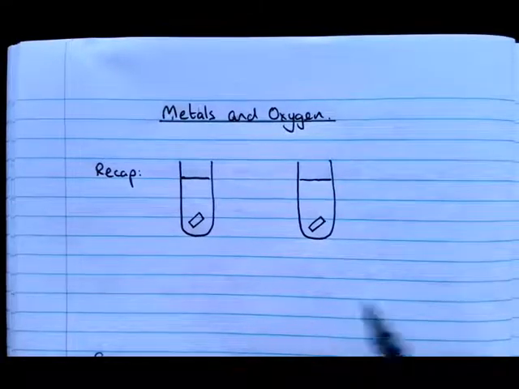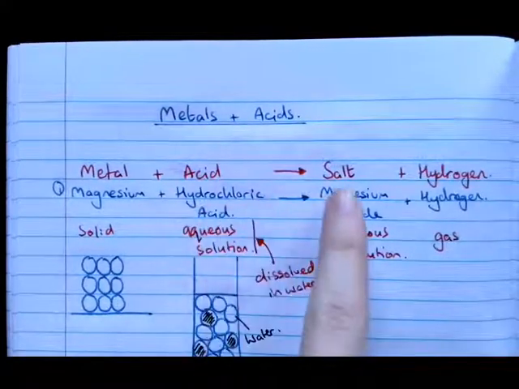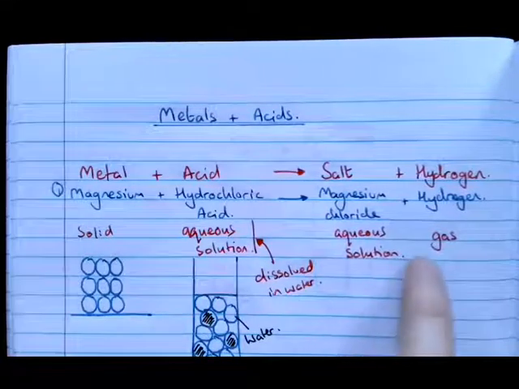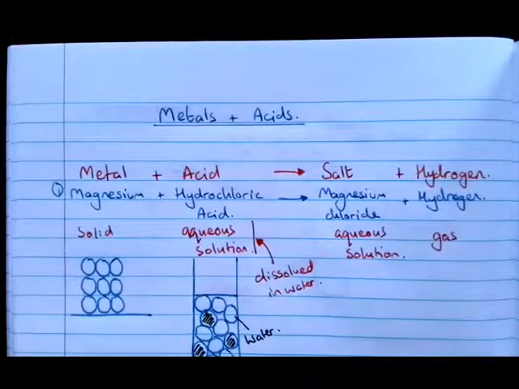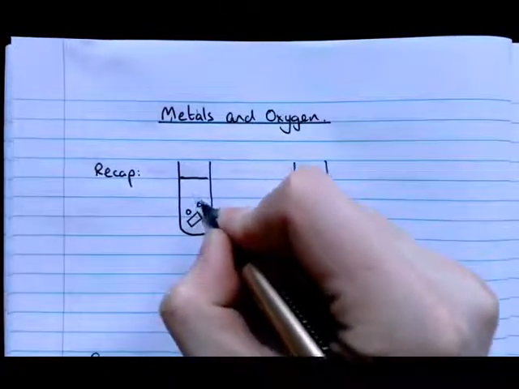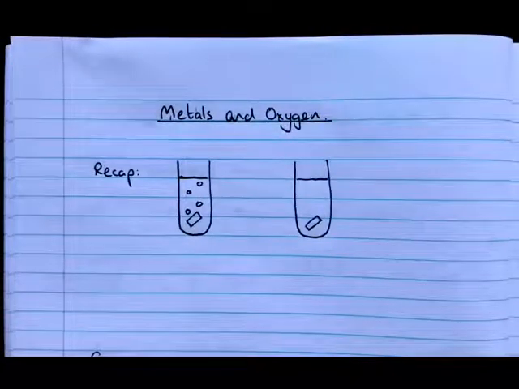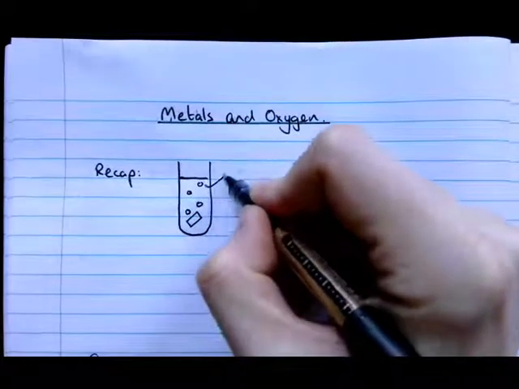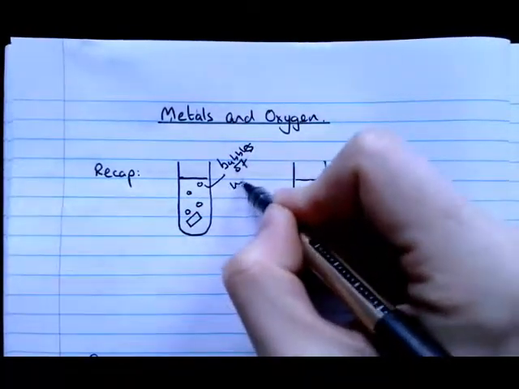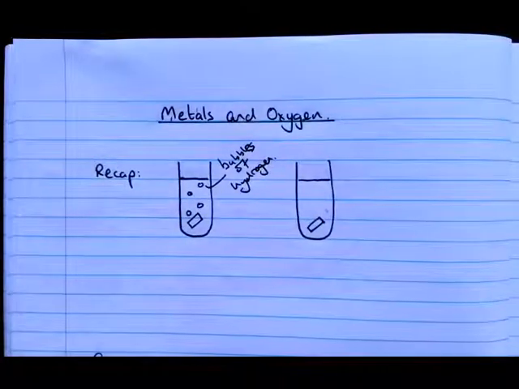Okay, so you should remember from last lesson that metal plus acid gives you salt plus hydrogen. Now we can't see the salt because it's dissolved in solution. However, we can see the hydrogen gas that's produced. So you would see bubbles coming off the metal. That's the observation that you would expect to see. And these are bubbles of hydrogen.